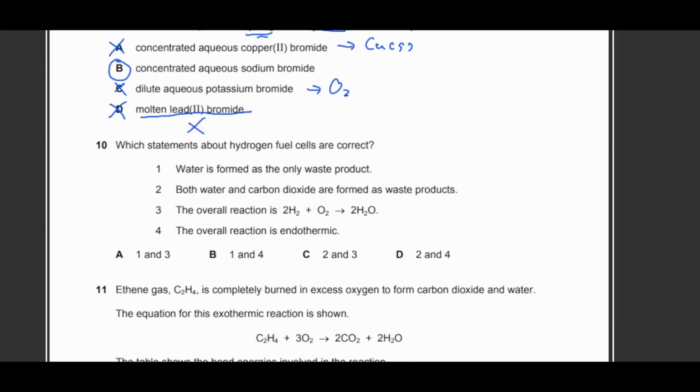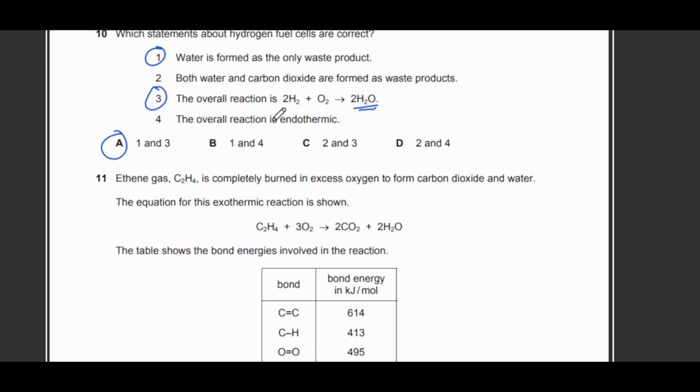Okay, question 10. Which statements about hydrogen fuel cells are correct? So first you need to remember the reaction for the hydrogen fuel cell. So the reaction that takes place is actually number 3. The overall reaction is 2H2 plus O2 arrow 2H2O, right? So therefore, 3 is correct. And you see here, there's only one waste product. So water is formed as the only waste product. So 1 and 3 are correct. Answer is A. Okay.